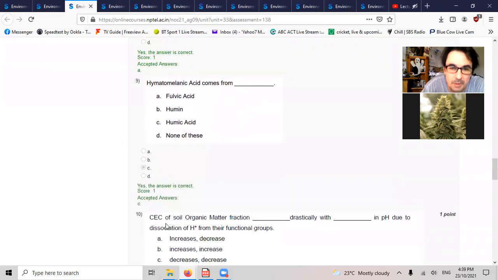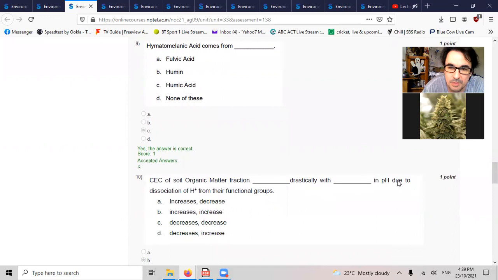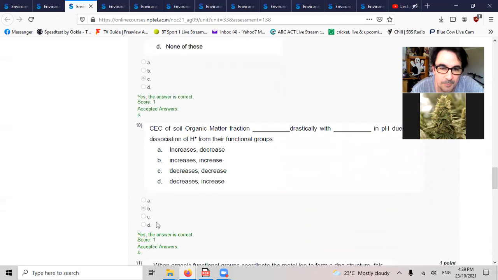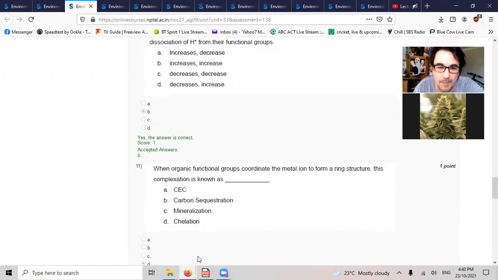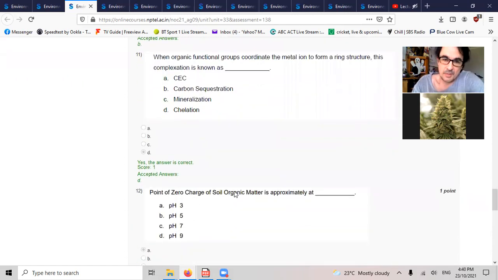Yeah, good. CEC of organic matter fraction, something increases dramatically with a something pH. So CEC of organic matter increases with an increase in the pH. Yeah, because it decreases. Yeah, so increase with an increase. B. When organic function groups coordinate to metal ion and form a structural ring, the complexation is known as chelation. The zero point of organic matter is pH. True.